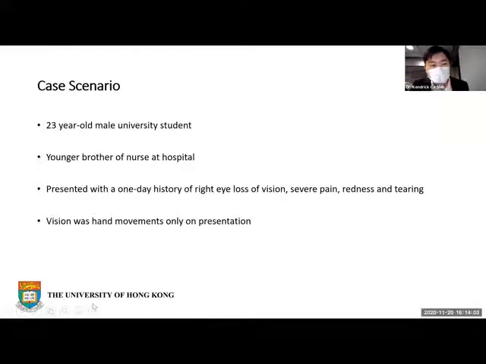So I'm starting with a case scenario. It's a 23-year-old male university student, younger brother of a nurse at the hospital, presenting with a one-day history of right eye sudden vision loss, severe pain, redness, and tearing.